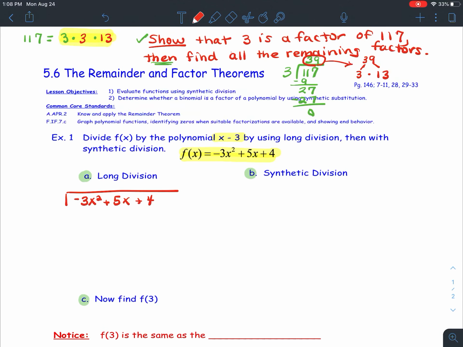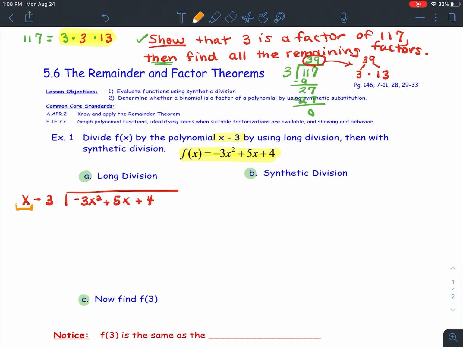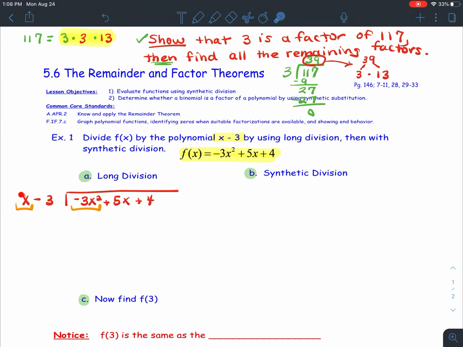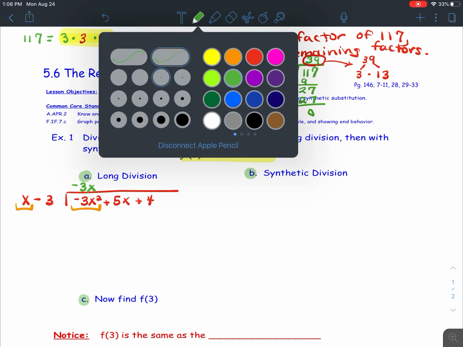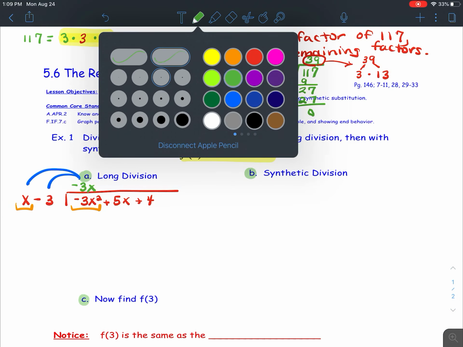This is definitely the most tedious. We're going to put our trinomial under our division bar and our binomial out in front. If you recall, we then compare our first terms and ask, what do we need to multiply x by to get it to look exactly like this term, a negative 3x squared? And the answer is a negative 3x.